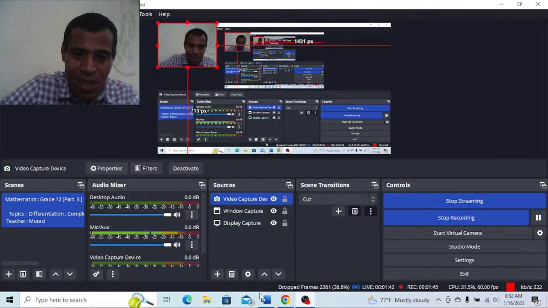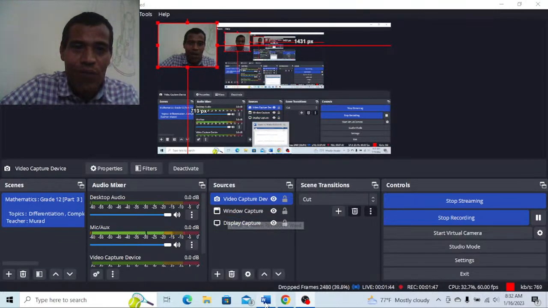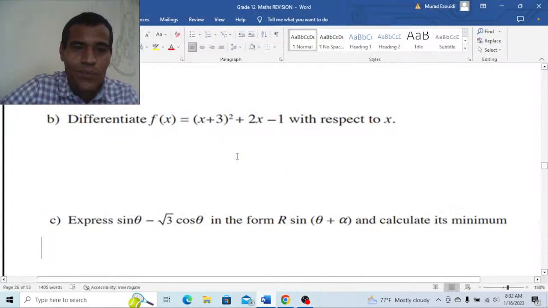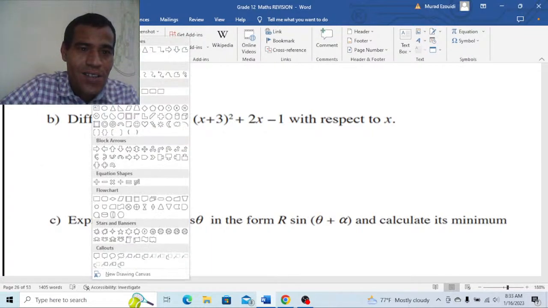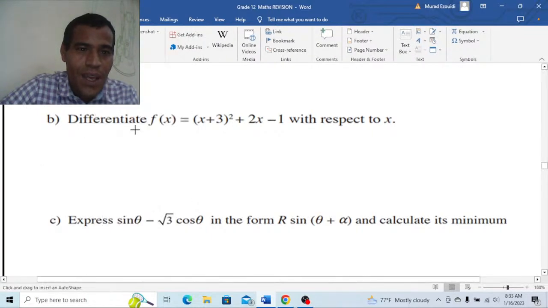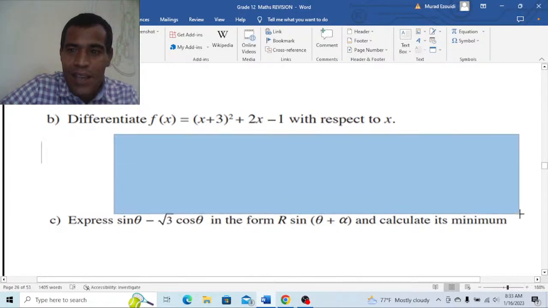We just start revising. We have two questions. The first question is: differentiate f of x equals (x plus 3) all squared plus 2x minus 1 with respect to x. For the learners, I will just start solving.